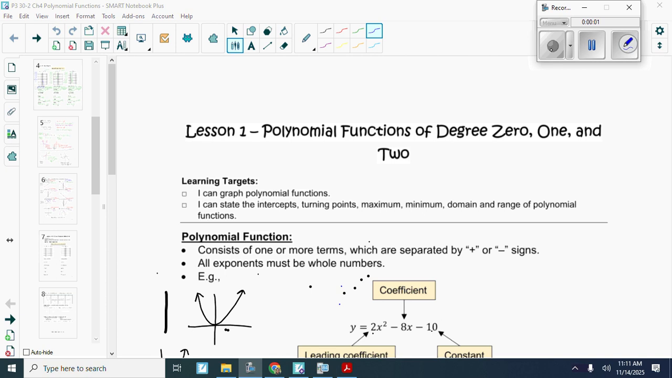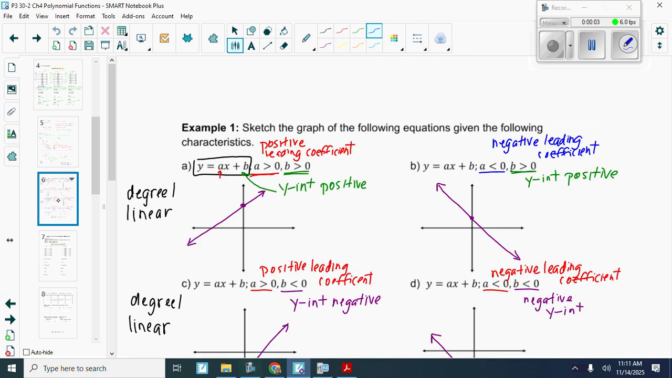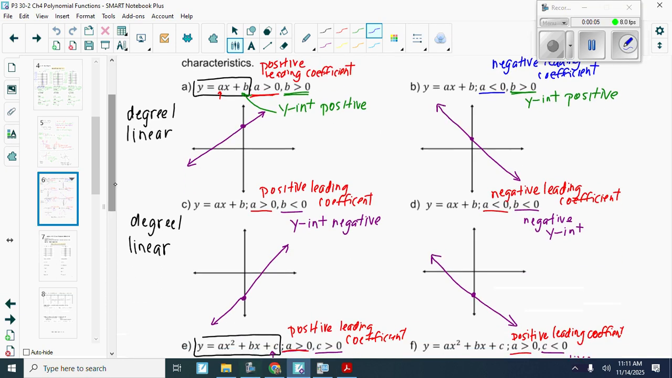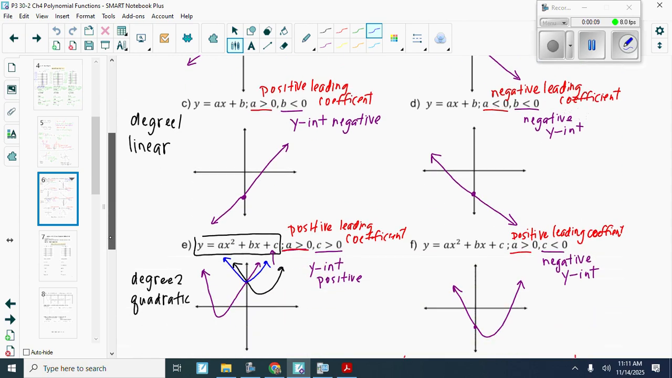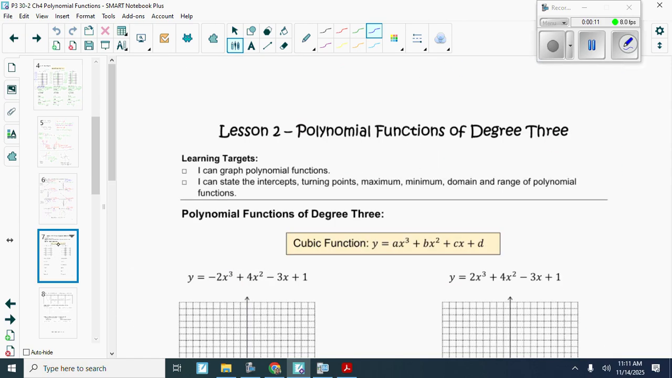Okay, so we just kind of went through remembering what positive coefficient means, with our odds and evens. So now we're going to focus in on our degree 3. Yesterday we really focused on our linear equations.